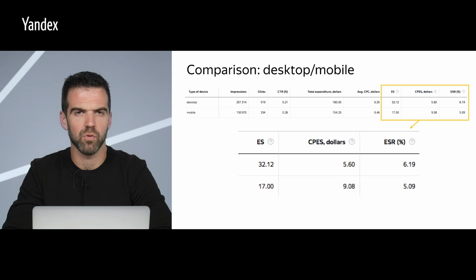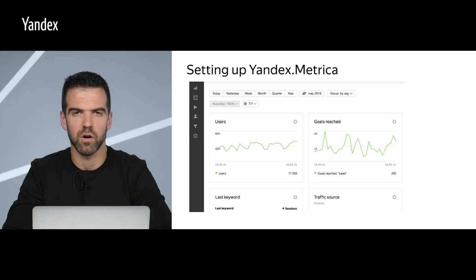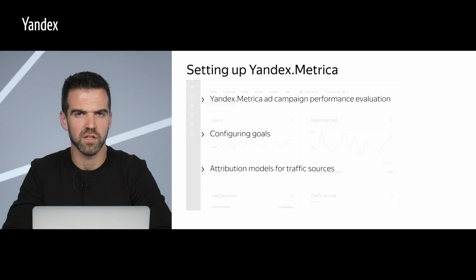Let's look at an example where we compare the engaged sessions indicators for desktop and mobile. Using Report Wizard, we were able to determine that there is less traffic from mobile devices, but the traffic that comes is cheaper and has higher conversion rates. Our recommendation to set up Yandex Metrica is for all advertisers without exception. You can link it to your Yandex Direct ad campaign, set up goals and view results based on different attribution models. Links to more information about each of these points are available in the description below this video.